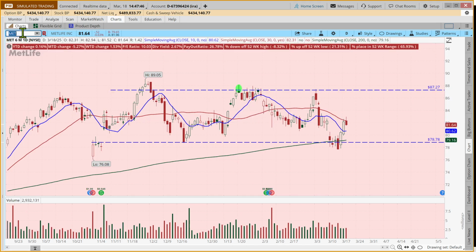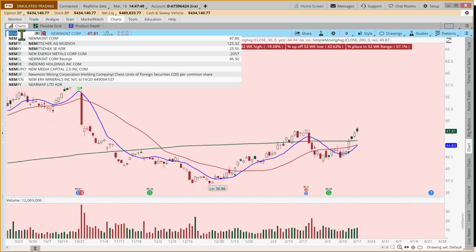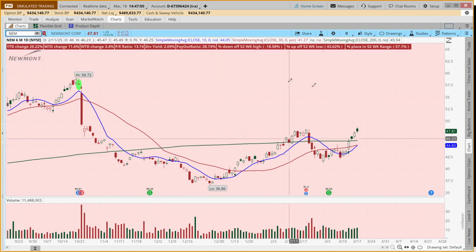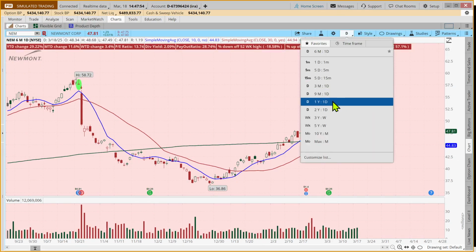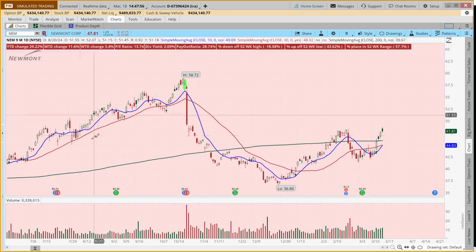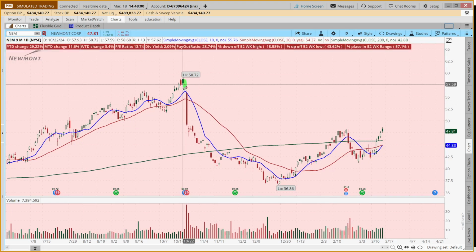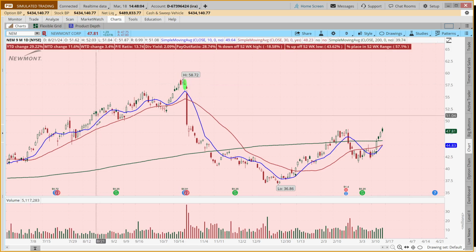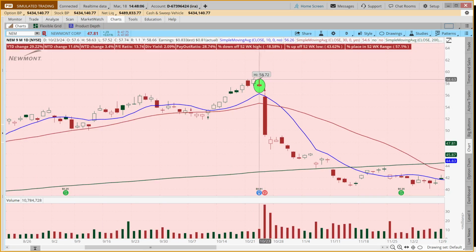If we wanted to see another example, we could come and look at Newmont. And when we look at Newmont, and again, if I come out to a longer time frame here, we can see that this stock had certainly been uptrending. It had come up, hit a high, and then the next day we get this pattern.